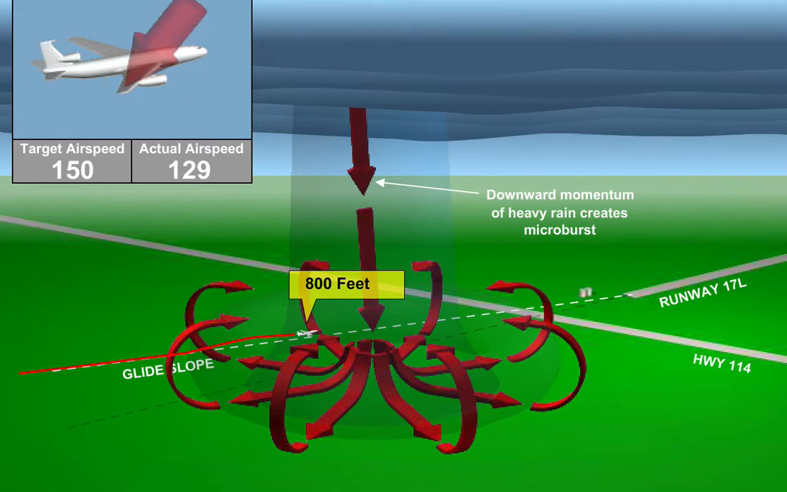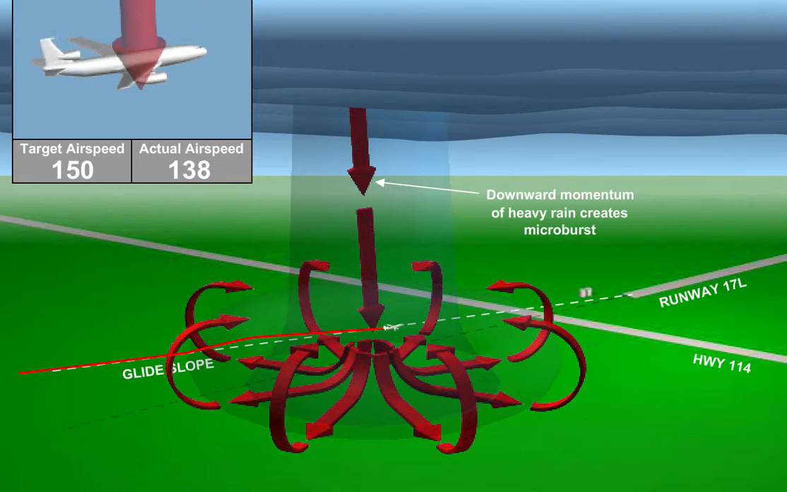At approximately 800 feet, Flight 191 entered the rain shaft beneath the storm and the headwind diminished, replaced by a severe downdraft which required full power and a high-pitch attitude to maintain glide slope. Despite being at full power, the airspeed continued to decrease.